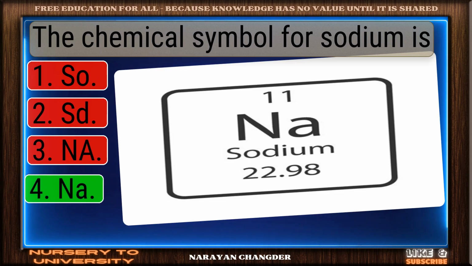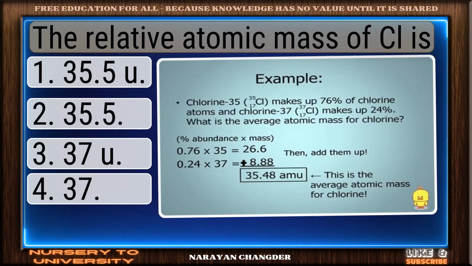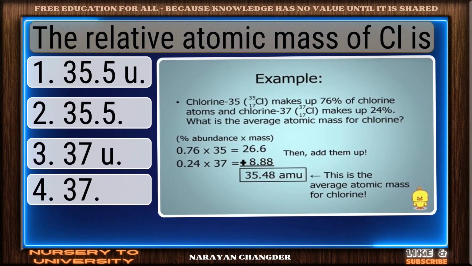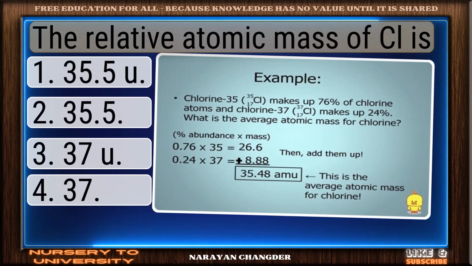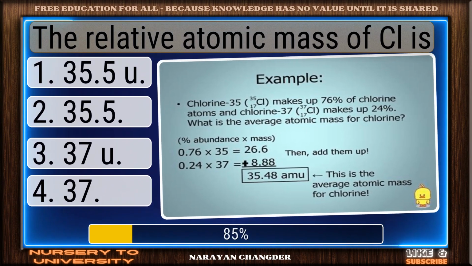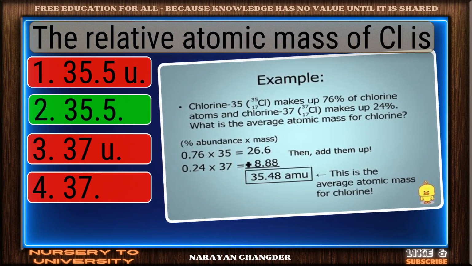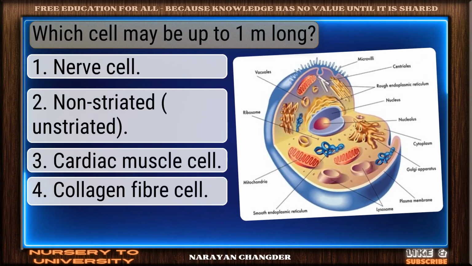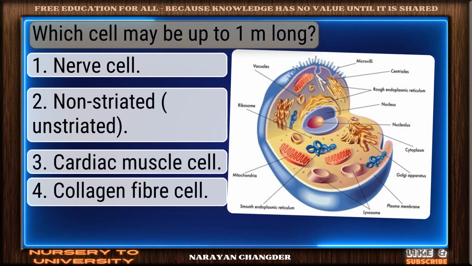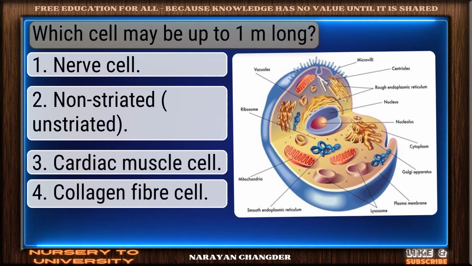Great thinking. Na is the right choice. Question number 227. The relative atomic mass of Cl is? Well done. 35.5 is the right choice. Question number 228. Which cell may be up to 1 meter long?